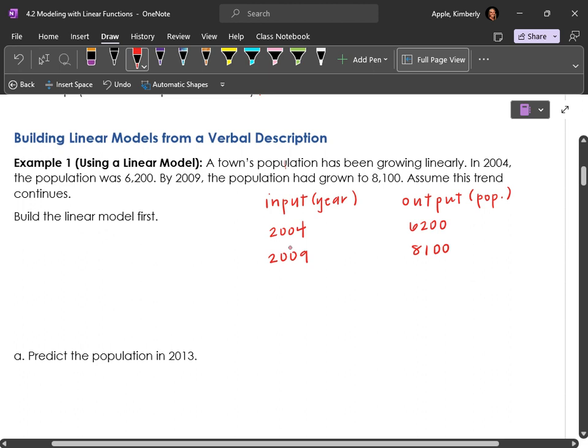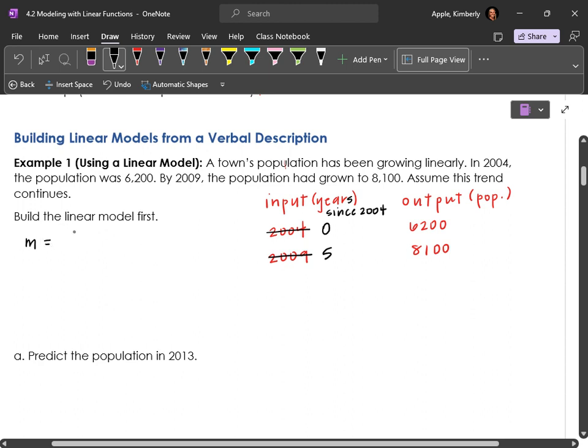So one thing that we'll see sometimes is when we're working with these big numbers like years, we can adjust this to, instead of the input being the year itself, we can define the input to be the years since 2004. It's perfectly fine for us to do that. So instead of 2004, this is 0. And then, of course, this would be 5 because 2009 is 5 years after. And so we now have a new set of inputs that are a little bit easier to work with because they're smaller.